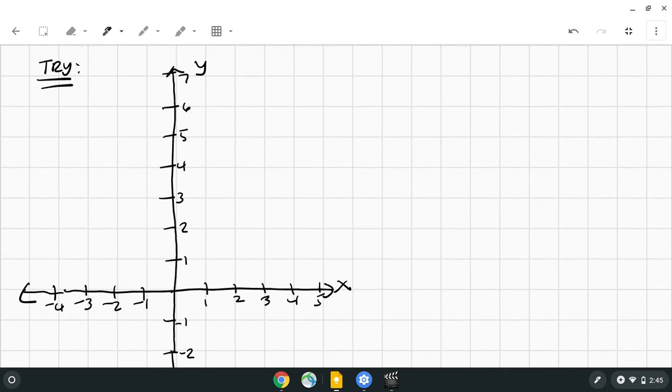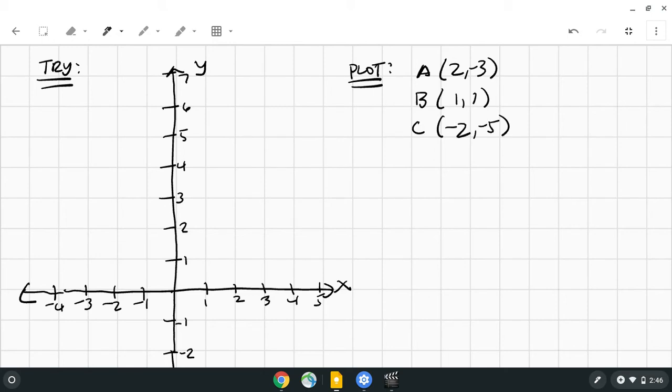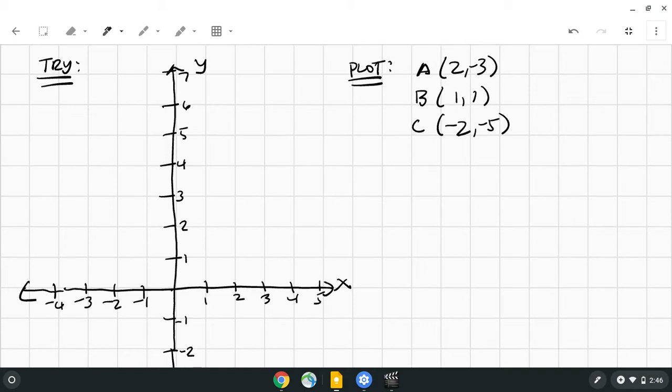I want you to go ahead and plot these 3 points, and label them. So A will be at 2, -3. B is at 1, 1. C is at -2, -5. Let's start with these 3 points, and then I'll give you another 3 points. So go ahead and plot those 3 points. Go ahead and hit the pause button, and then come back to see if you plotted them correctly.